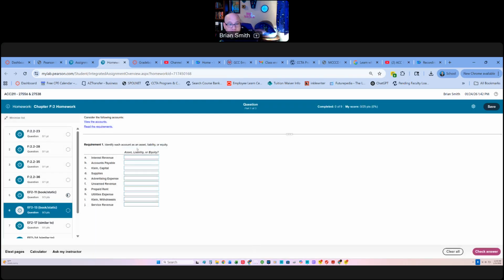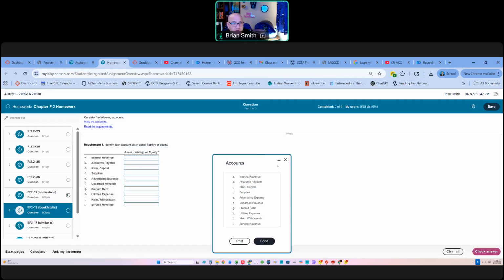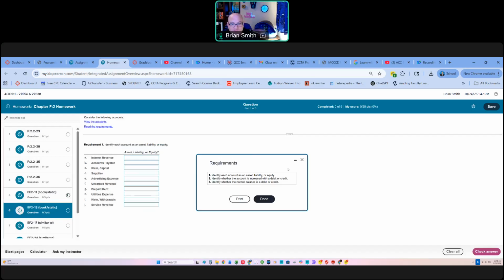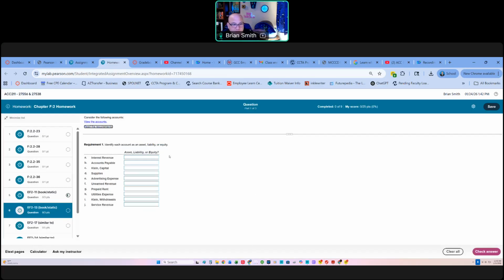Right here, we're identifying each account, whether it's an asset, a liability, or equity. Consider the following accounts. It's just giving them again, so we really don't need to see that. Read the requirements. Sometimes it's a little bit redundant, but it looks like we have a couple other aspects of this. So interest revenue, because it's revenue and we're not breaking out into revenues and expenses, then revenues and expenses get rolled up into equity. So we're going to throw interest revenue into equity.